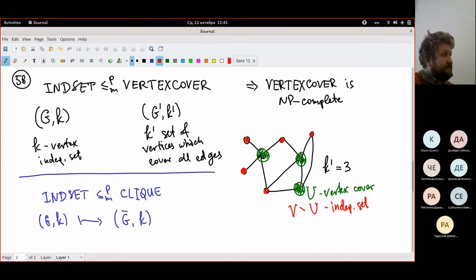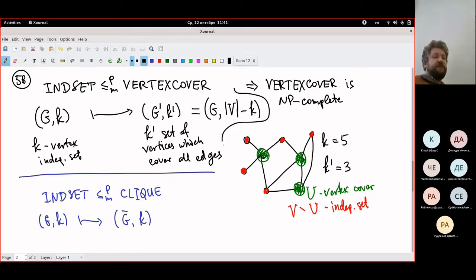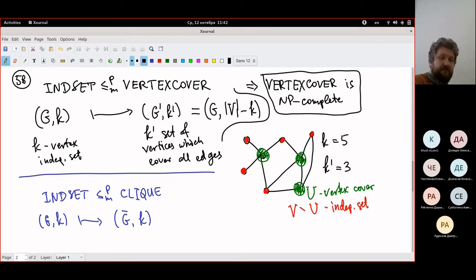And now how do we provide this reduction? This is in the same graph, right? So we take the same graph G, and what is going to be the number K here? Yep, so here K is 1, 2, 3, 4, 5. It is the number of vertices n minus k. So this is the easy reduction which reduces independent set to vertex cover. And also, by the way, the other way around. They are symmetric reductions, but we know that independent set is NP-complete. Therefore, vertex cover is also NP-complete. So we proved this theorem that we have yet another NP-complete problem. Okay, questions, comments?